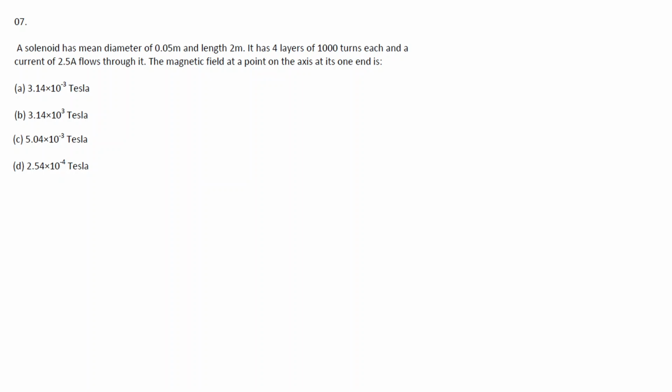The next question is, a solenoid has a mean diameter of 0.05 meter. So there is a solenoid. Its diameter is given as 0.05 meter. Its length is 2 meters. There are 4 layers of 1000 turns each. Since there are 4 layers of 1000 turns each, we can consider it as 4 times 1000 turns anyway. And a current of 2.5 ampere flows through it.